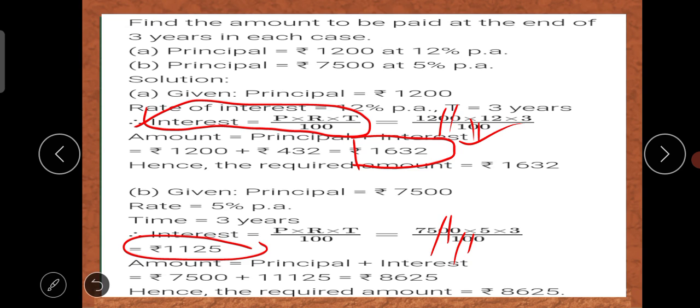Now they told us to find the amount here. So the formula again will be principal plus interest, that is 7500 plus 1125. The answer will be 8625. So in this way we have found the interest and amount of both questions.